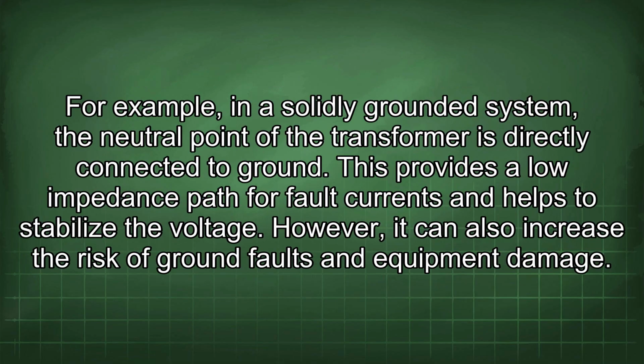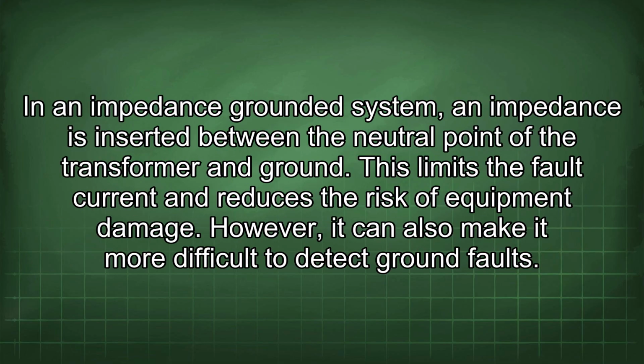For example, in a solidly grounded system, the neutral point of the transformer is directly connected to ground. This provides a low impedance path for fault currents and helps to stabilize the voltage. However, it can also increase the risk of ground faults and equipment damage. In an impedance-grounded system, an impedance is inserted between the neutral point of the transformer and ground. This limits the fault current and reduces the risk of equipment damage. However, it can also make it more difficult to detect ground faults.